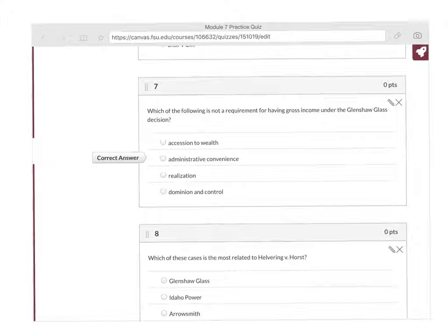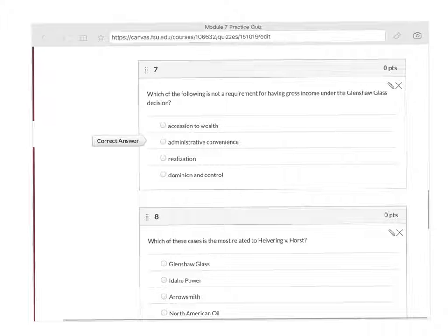Which of the following is not a requirement for having gross income under the Glenshaw Glass decision? So I will ask questions about specific things, specific doctrines or specific principles from cases. You have to meet certain criteria. Administrative convenience is not a requirement. That's right.